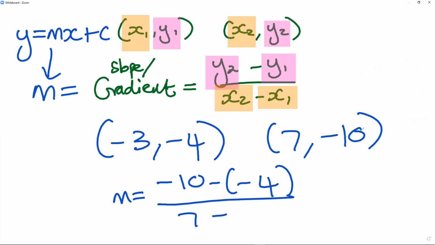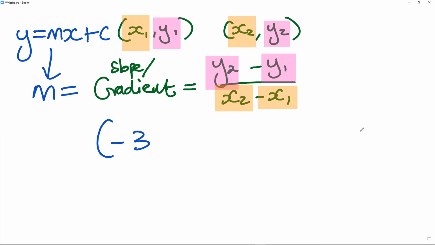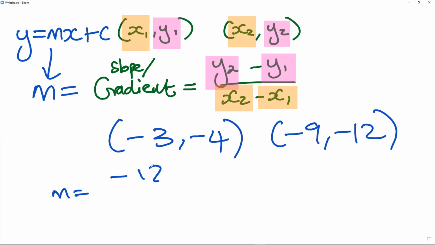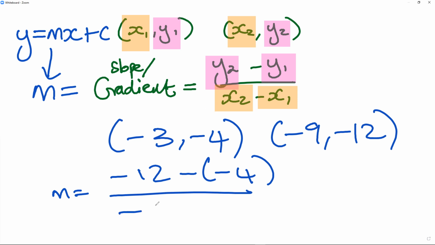Lastly, let's do negatives all around. Negative 3, negative 4, negative 9, negative 12. There we go. Negative 12 minus 4 divided by negative 9 minus 3.